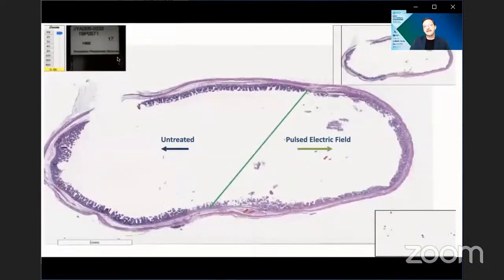And this is some animal data that you can see here, the untreated on the left and the treated on the right. You can see the impact on the mucosa. So we have to see how it goes, but it seems that it's a very promising procedure. It just got a breakthrough approval from the FDA. So we're going to see more in the near future. Thank you very much.